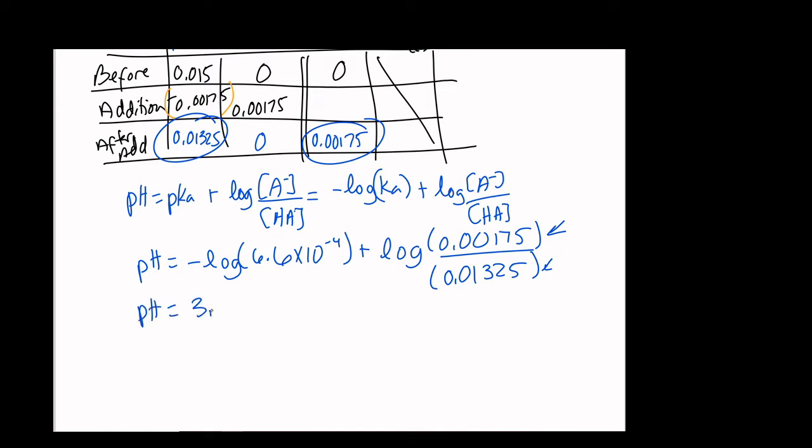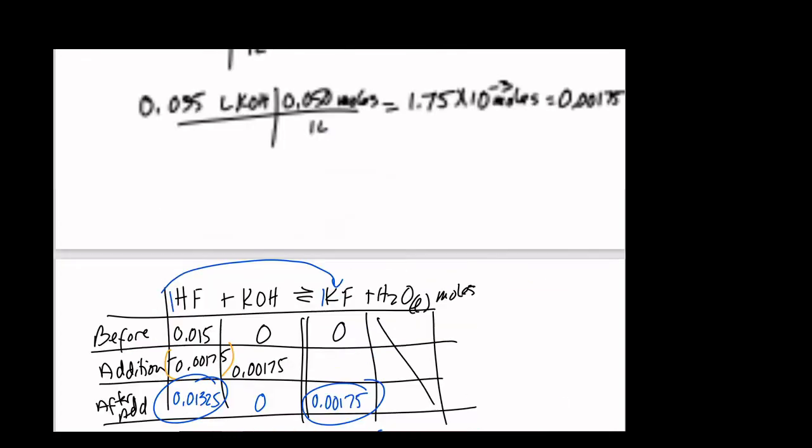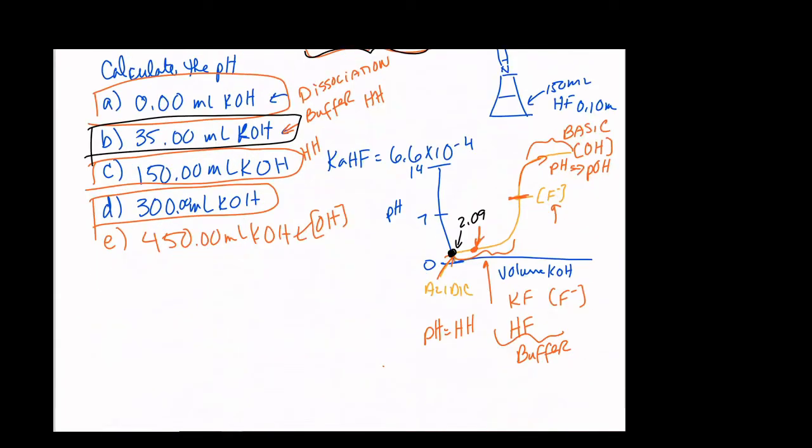So the pH is equal to 3.18 plus the log of 0.132, okay? So pH is equal to 3.18 plus negative 0.879, which is equal to 2.30. So our pH after 35 milliliters of KOH is 2.30. So if we go back up to our chart here, when we've added 35 milliliters, 2.30, we've actually increased our pH just a little bit. So part C asked us to calculate after 150 milliliters of KOH.